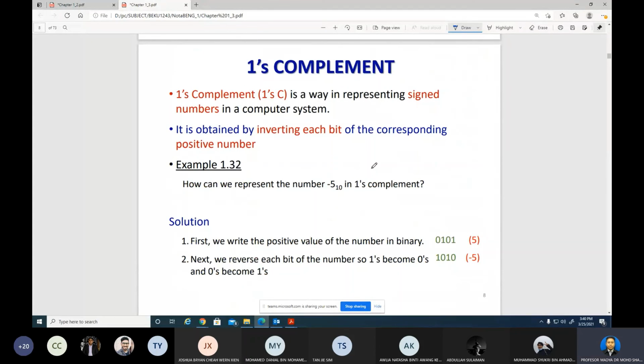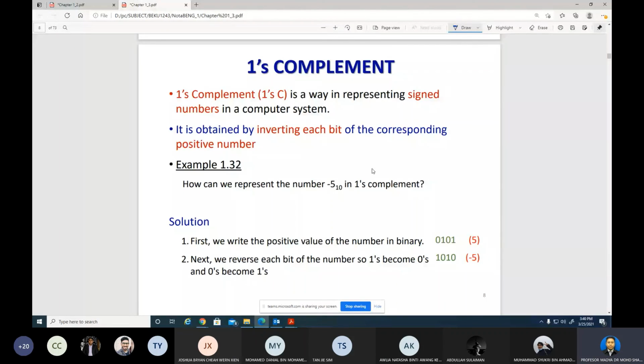Okay, the first complement is a way to represent a signed number in a computer. It is obtained by inverting each bit, as I mentioned here. That means inverting each bit of the corresponding positive number. You can see this one.